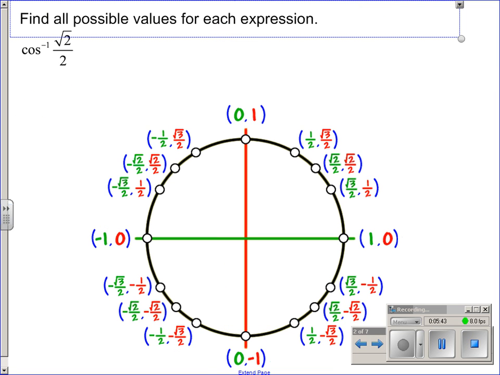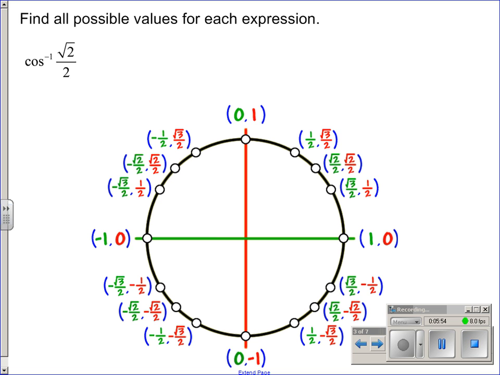Okay, so let's try this one. It says find all possible values for each expression. So now we're talking about the inverse cosine of square root 2 over 2. So again, our answer is going to be an angle measurement. It helps me to think of it this way. The cosine of what angle equals square root 2 over 2?